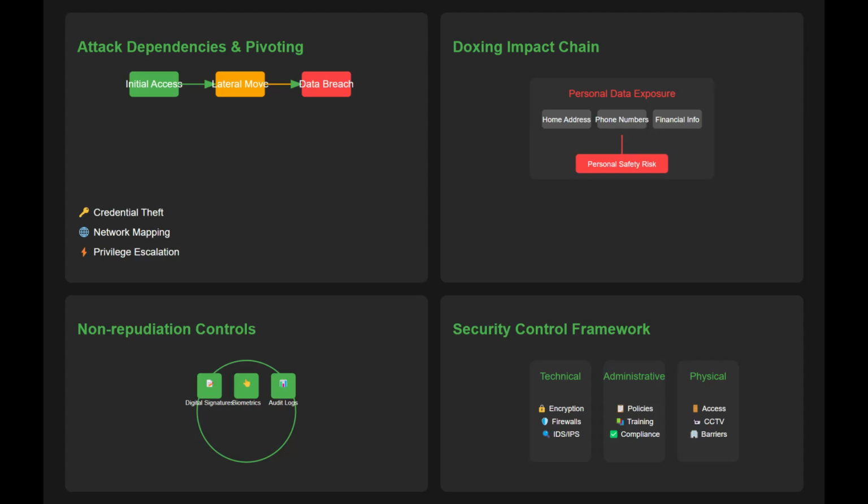Let's explore the interconnected nature of various cyber attack methodologies. At its core, attack dependencies often follow a sequential pattern, where one successful breach enables subsequent intrusions. When examining pivoting techniques, we can observe how attackers leverage an initially compromised system to launch further attacks into connected networks or systems.